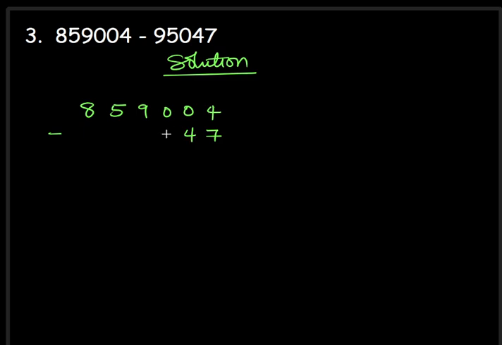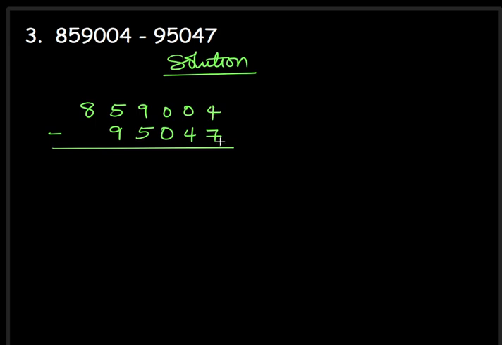Okay, we take our final question. Solution. That will give us 8, 5, 9, 9, 0, 0, 4. Okay, let me work on the spacing there. 8599004 minus 74059. Let's see what we have.